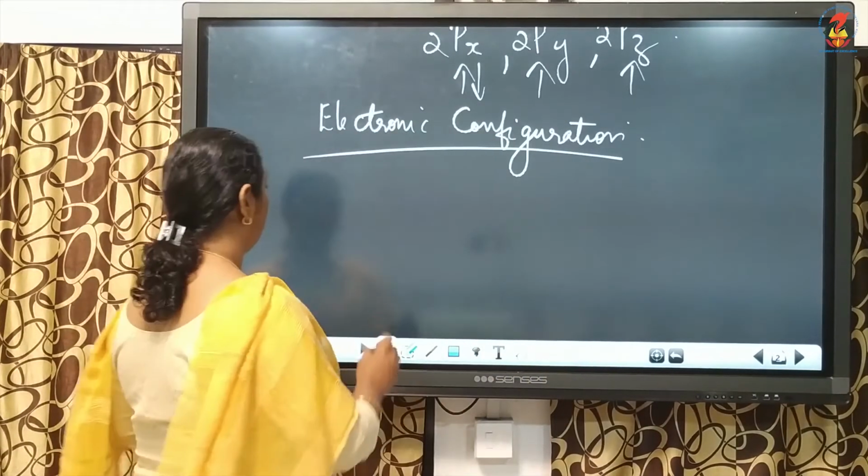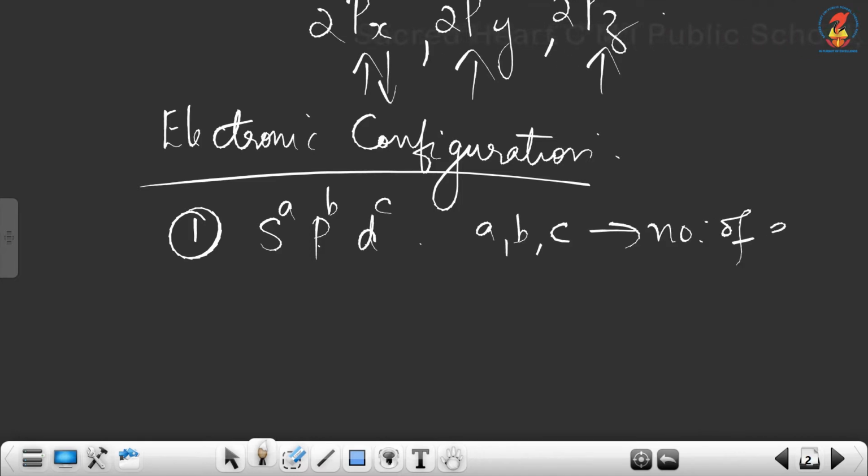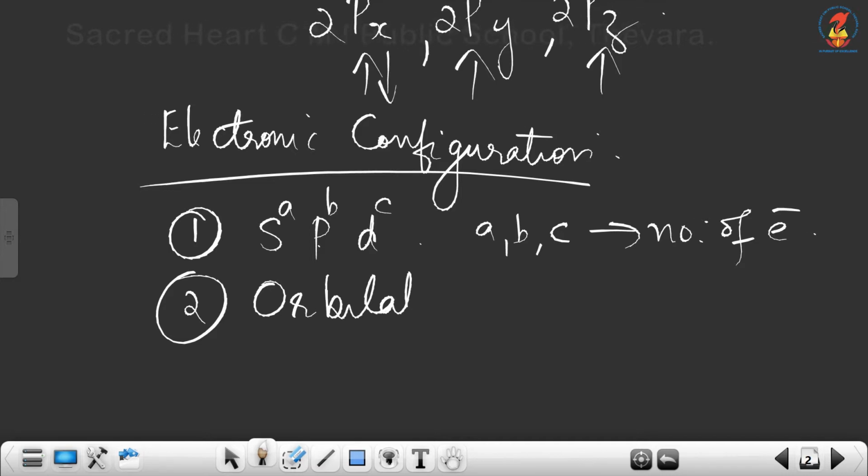The first way of representing the electronic configuration is s, p, d, like this, where s, p, d are the names of the orbital or subshell. A, b, c, which are written as superscripts, are the number of electrons. A, b, c represent the number of electrons. Now, the second way of representing the electronic configuration is the orbital diagram.